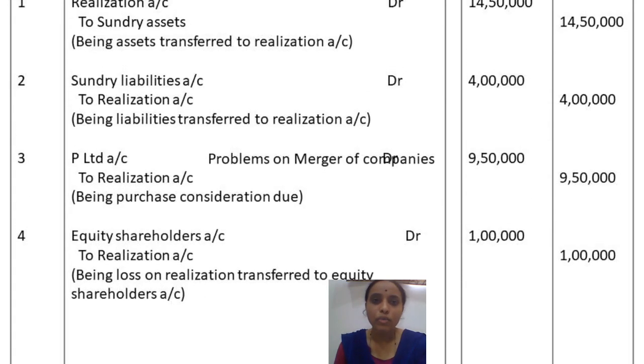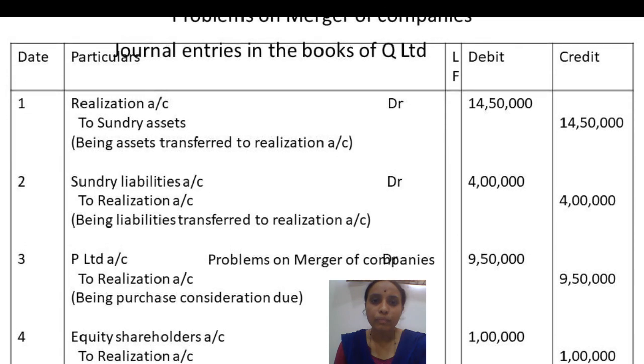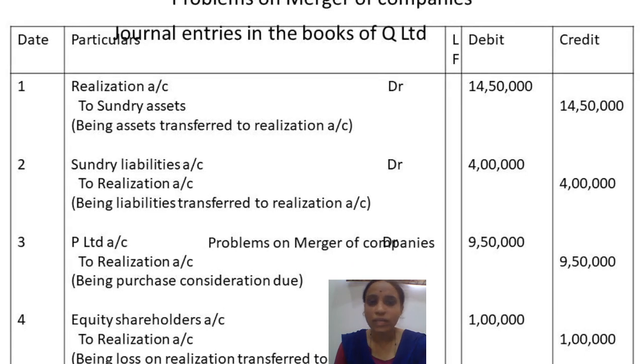So journal entries in the books of Q Limited. Firstly we are going to write the closing entries in the books of Q Limited, then the opening entries in the books of P Limited. The format of journal entries, you know: particulars column, ledger folio column, debit amount and credit amount. The first entry to be passed is being assets transferred. We are passing the journal entries in the books of Q Limited, because Q is going to join with P Limited. So P is going to acquire Q Limited.